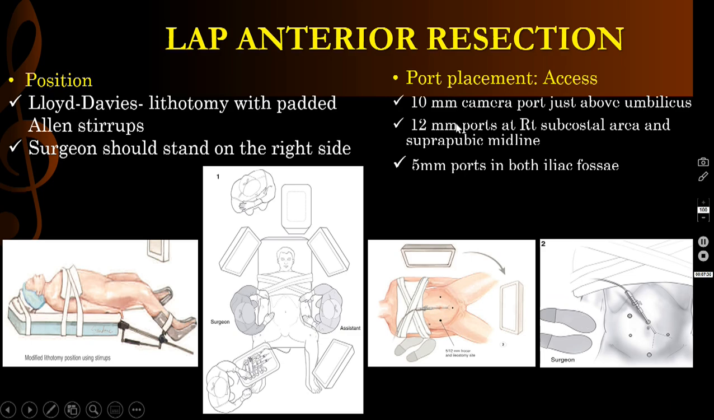And coming to the port placement, the 10 mm camera port should be placed just above the umbilicus. Here you are seeing it, just above the umbilicus. The 12 mm ports at right subcostal area, and this is the right subcostal area, this one and this one, and this is the suprapubic midline. And the 5 mm ports you have to place in both iliac fossa, this one and this one. Yeah, this is the port placement.